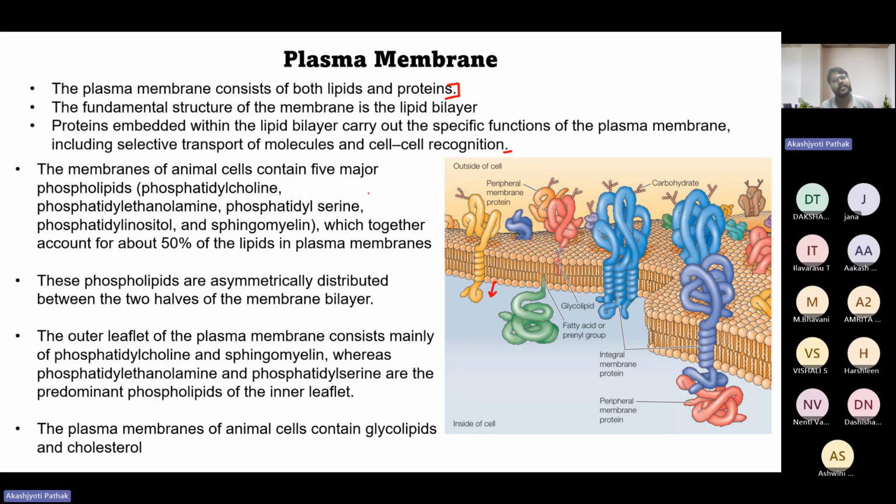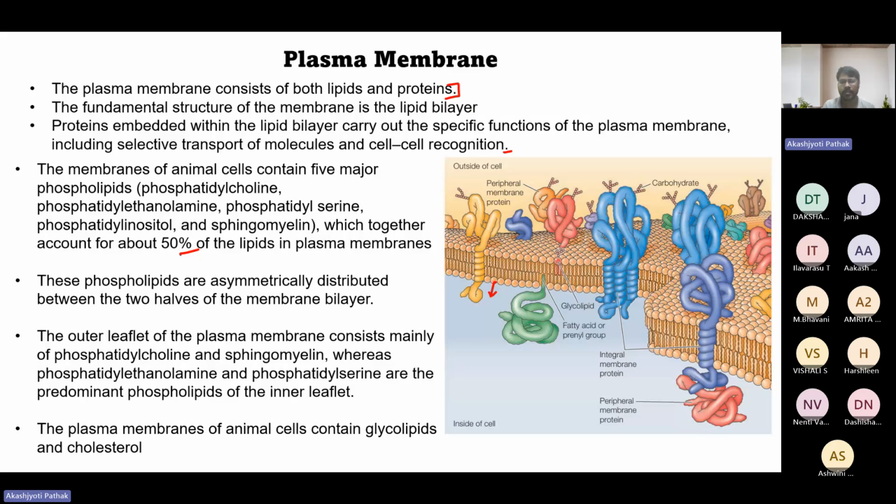Okay, so the membranes of animal cells contain 5 major phospholipids. These are phosphatidylcholine, phosphatidylethanolamine, phosphatidylserine, phosphatidylinositol, and sphingomyelin. These are different types of phospholipids, and the lipids account for 50% of the plasma membrane. These phospholipids are asymmetrically distributed between the two halves of the membrane. Why are they asymmetrically distributed? Because you can see here the composition of these different phospholipids.